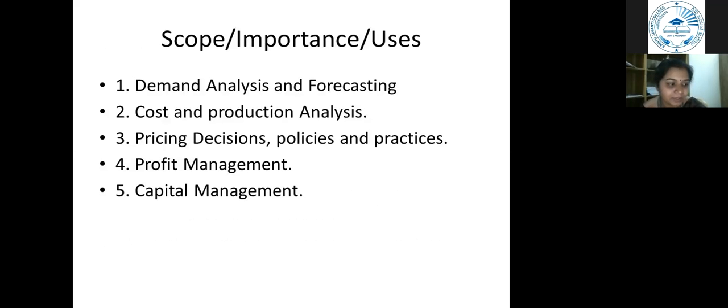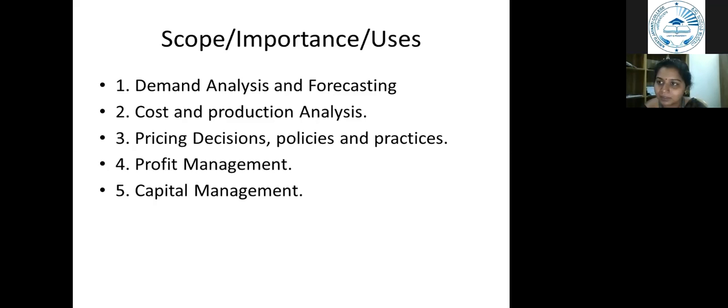So the next topic we have seen in the syllabus is the scope and importance of business economics. Scope and importance means where you can use the concepts which you have studied. There are 5 important areas identified where you can easily apply the concepts which you have studied in the economics subject. The first area where we can use the economic concepts is demand analysis and forecasting. If you see the subject itself, from the second unit after the introduction part, we will be starting with demand analysis.